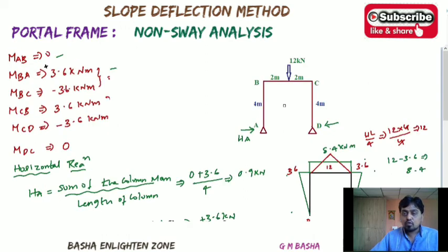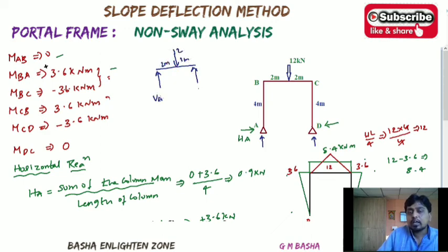Again, find the vertical reactions. Vertical reactions are also very easy. I told you in the last problem, no need to do any calculations. Just know that whenever a point load acts exactly at the center of a simply supported beam, the load is distributed equally. So 12 is distributed as 12 by 2, that is 6 kilonewton here, and here also 12 by 2, 6 kilonewton. You can analyze the problem like that and directly do the calculations.